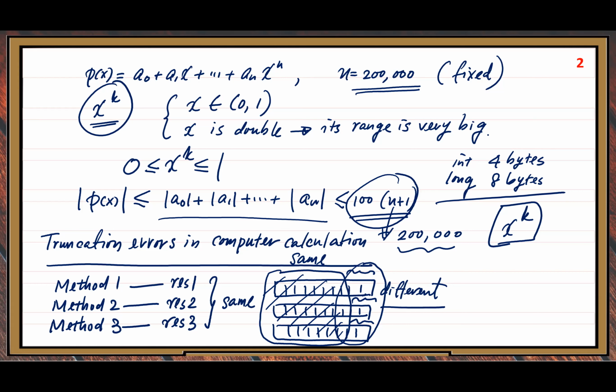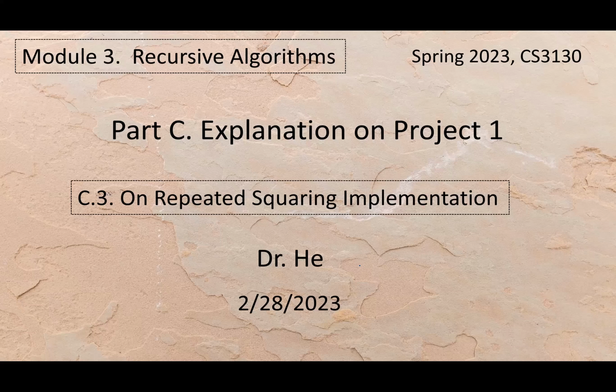Then another question I like to mention, C.3 on repeated squaring implementation. In the class, I gave you the pseudocode, but mainly I told you the idea. The problem is some little things are not covered in my pseudocode. One student used my pseudocode to implement it and got some problems. So you need to make it complete.